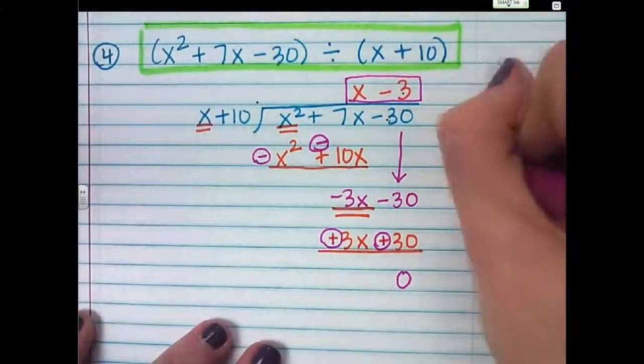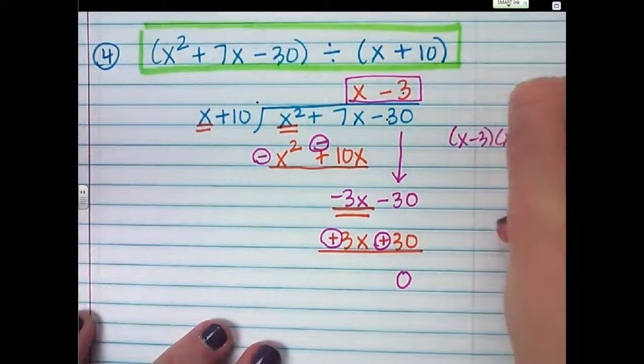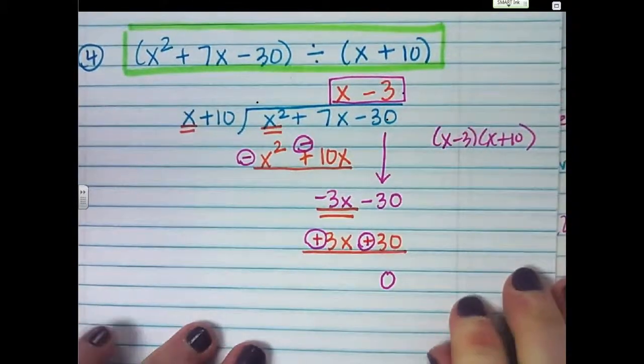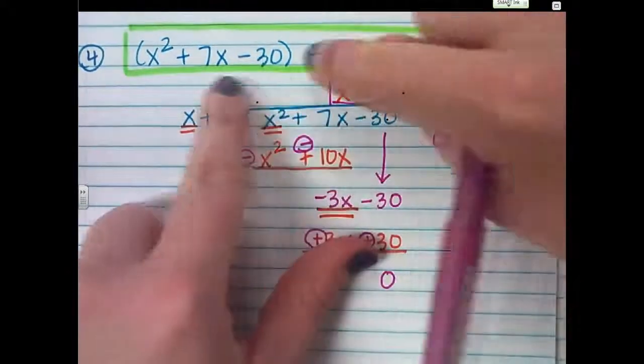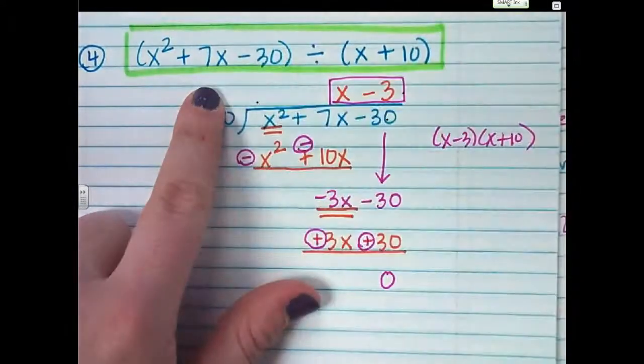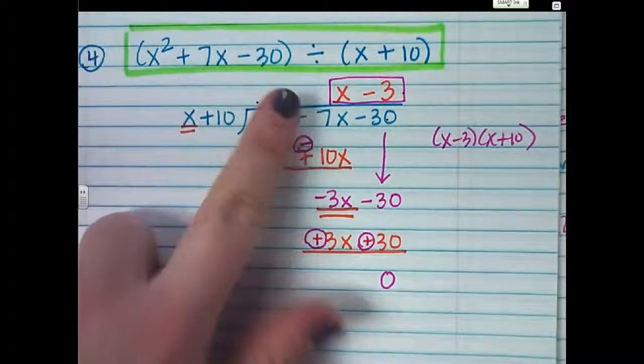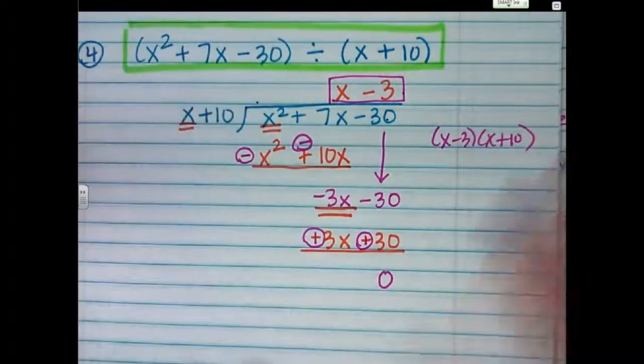So if I was to take x minus 3 and x plus 10, if I take my quotient, what I got here, and my divisor, I multiply them together, I should get this, x squared plus 7x minus 30. So you could check yourself if you wanted to. Just takes a little bit longer.